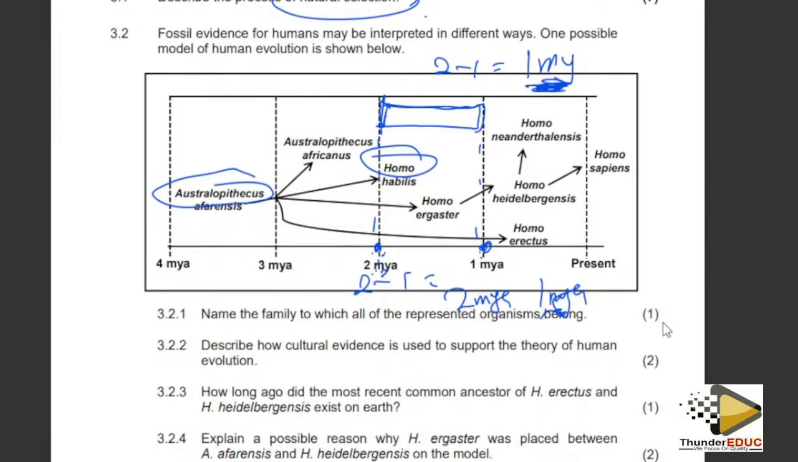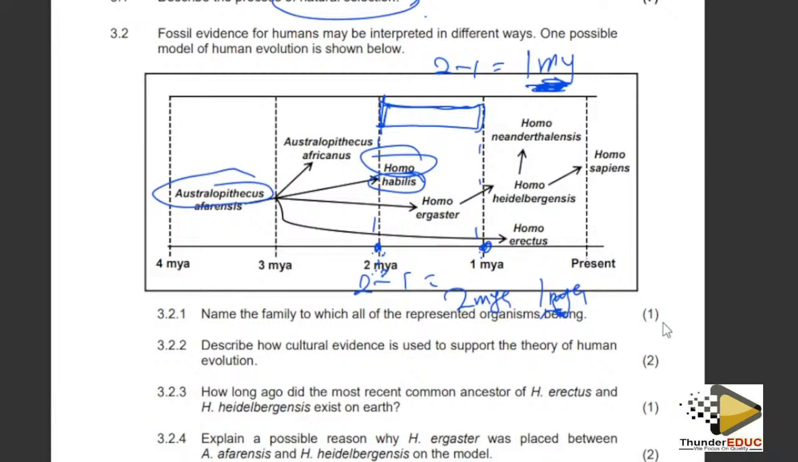Then they are saying, which species first used tools? When they ask which species, if it is not indicated here, it is Homo habilis. That's why it's called handyman. Which species first walked on 2 limbs? If it's not indicated here, it's going to be Homo erectus. I repeat, Homo erectus.